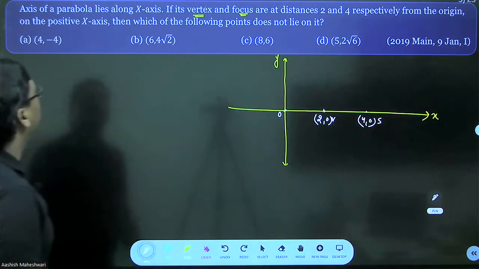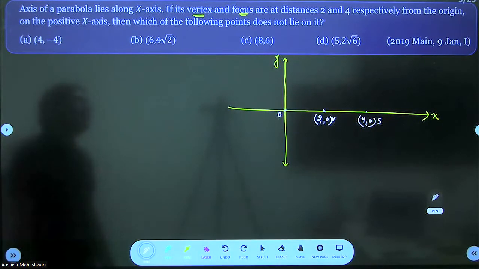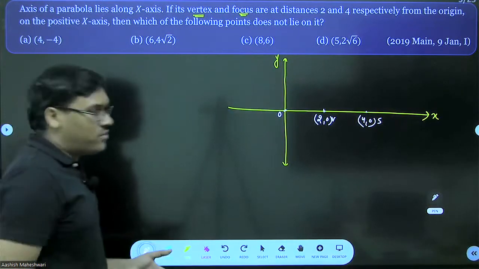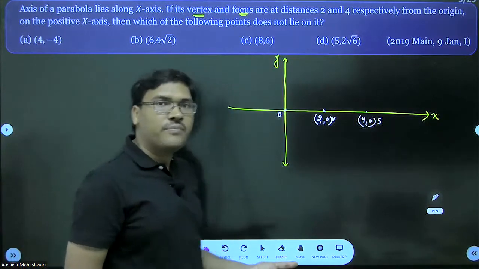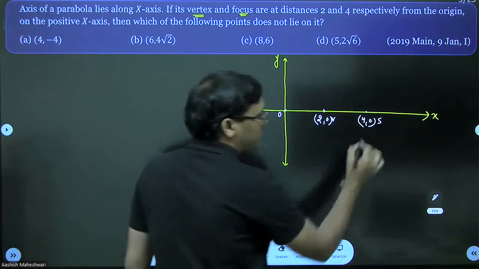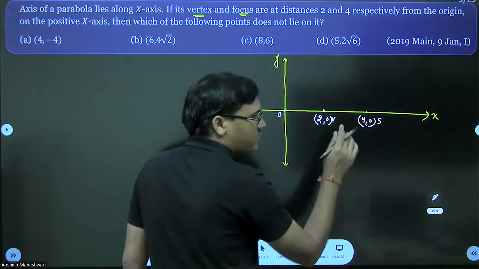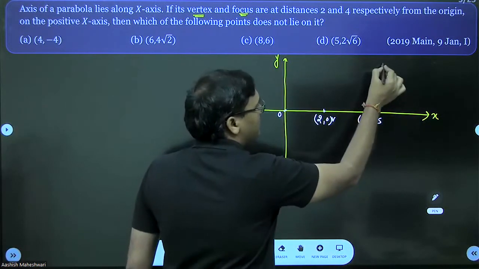Then which of the following does not lie? So ultimately what you have to do is just find the equation of this parabola. How can you find this? If this is the focus and this is the vertex, which type of parabola will it be? It will be something like this.